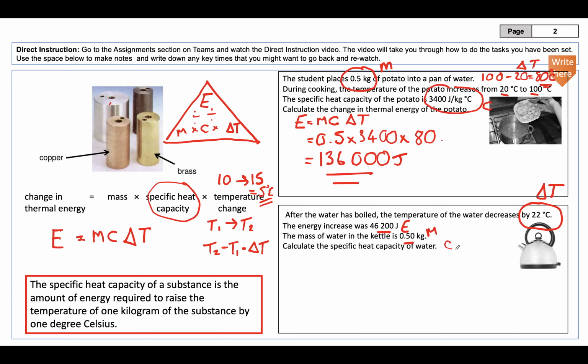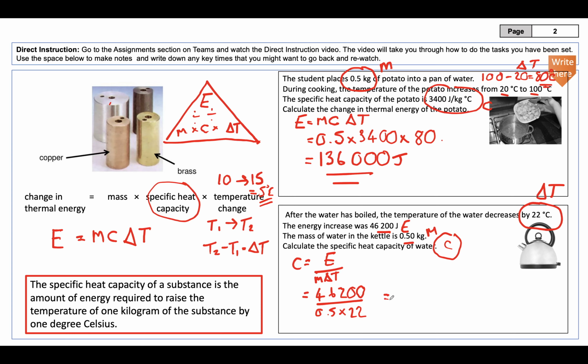And we're calculating the specific heat capacity. So we get given change in temperature, energy, mass, and this is missing, so we have to calculate that. We look at our triangle from earlier. So if we cover up the C, we're left with E divided by M times delta T. So C equals E over M delta T. That is 46,200 over 0.5 times 22 degrees. Again, we don't have to do any further calculations here, that's done already.